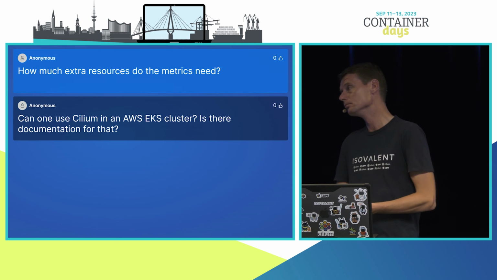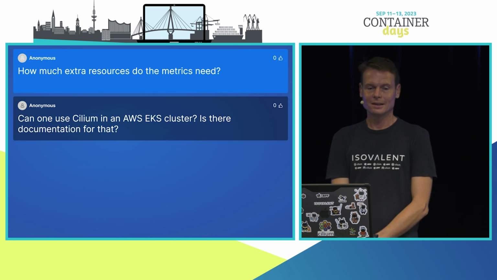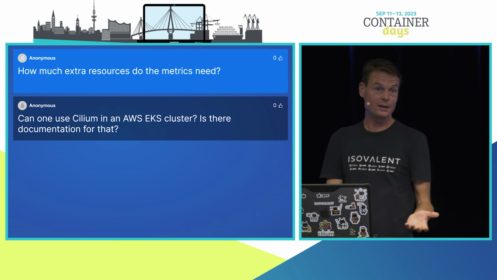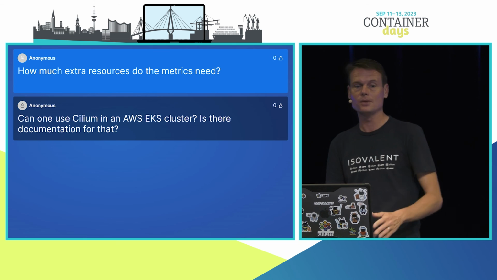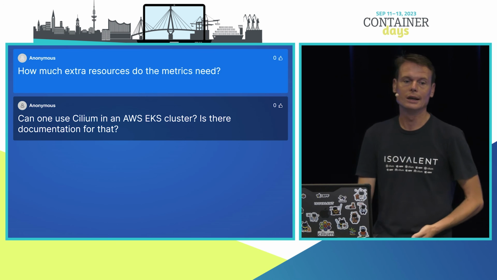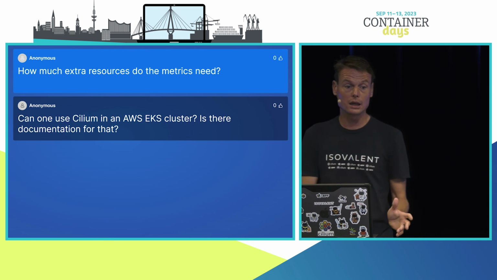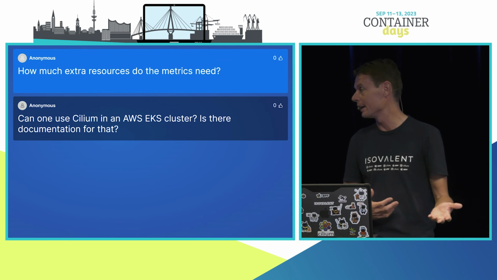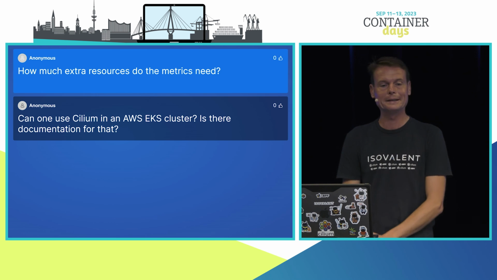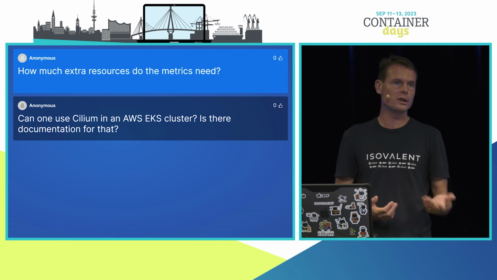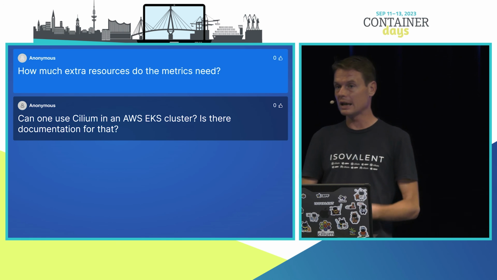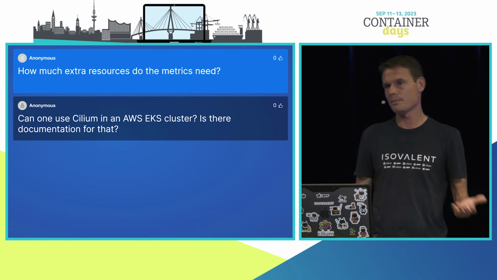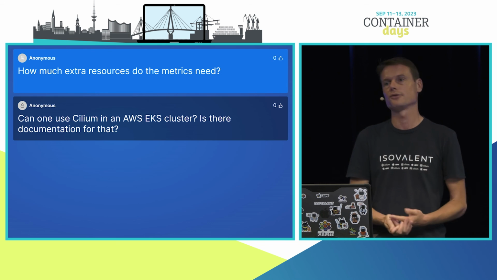How much extra resources do the metrics need? That's a multidimensional answer, because this will depend on which metrics you enable, how much traffic you are pushing, and how many filters you are applying. Obviously, the more you want to see, the more overhead it will cost, right? Yeah. Nothing is free, unfortunately. Using eBPF, we do it in the most effective way, but getting more metrics and more flows will have some overhead. So it really depends on the amount of workloads and amount of traffic.